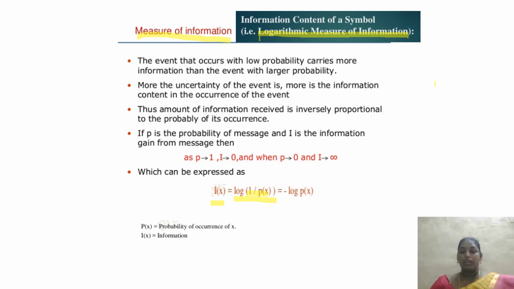And as we are using logarithmic calculations, we use log. Information content is defined as I of x is equal to log of 1 by p of x. This x is the entire source, which consists of a set of symbols varying from x1, x2 and so on up to xn. Then log of 1 by p of x can be written as minus log p of x. Here p of x denotes probability and I of x is the communication information.